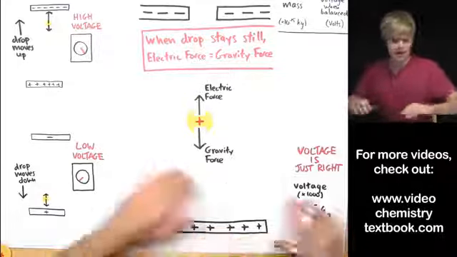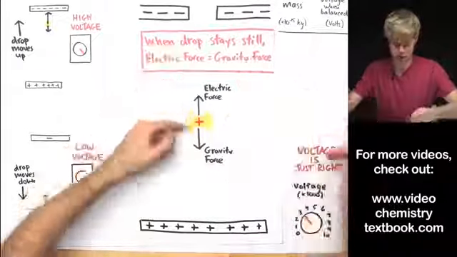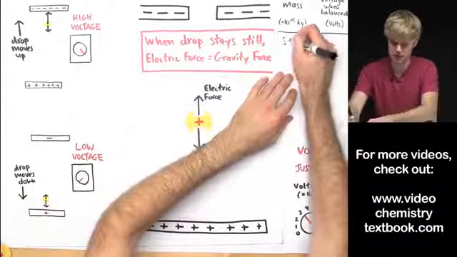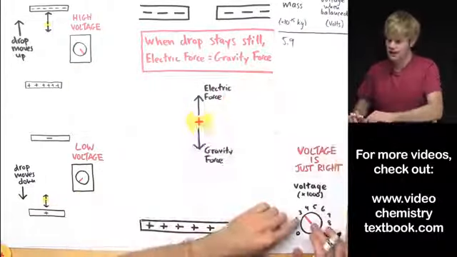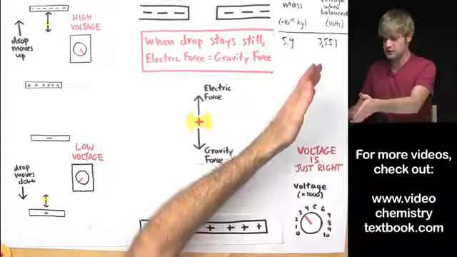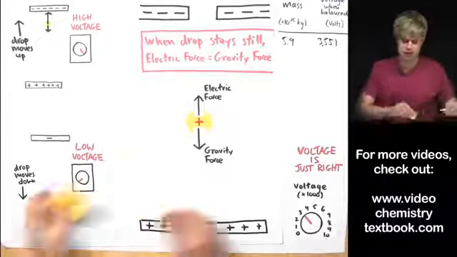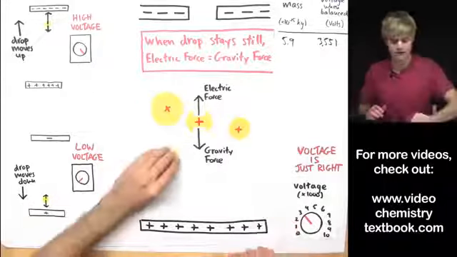For each drop, they find a way to determine the mass of it, how much it weighs. So for this one, let's just say you write the mass down, and then they write down the voltage at which it balances, staying still. And they do this for many different drops.